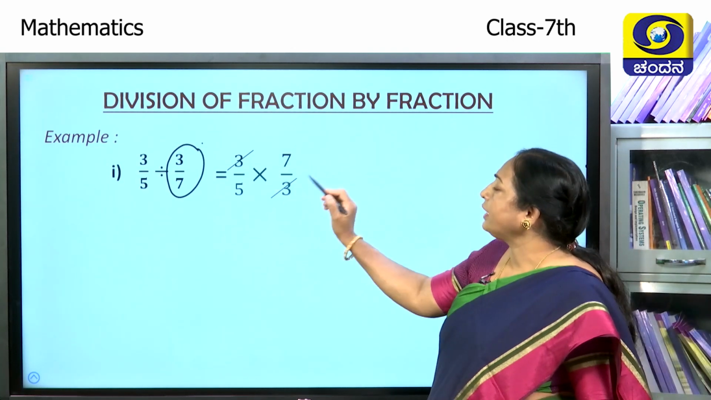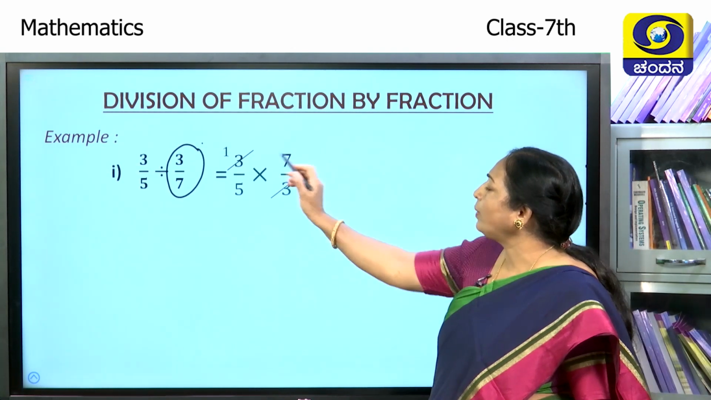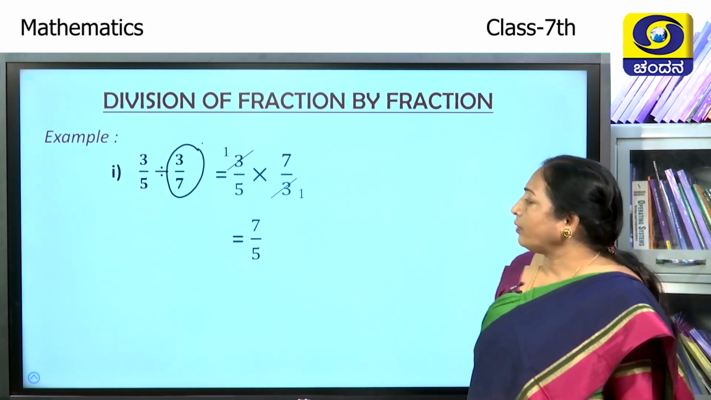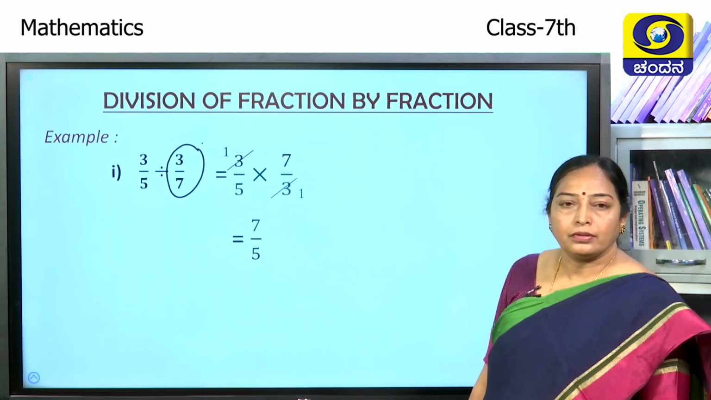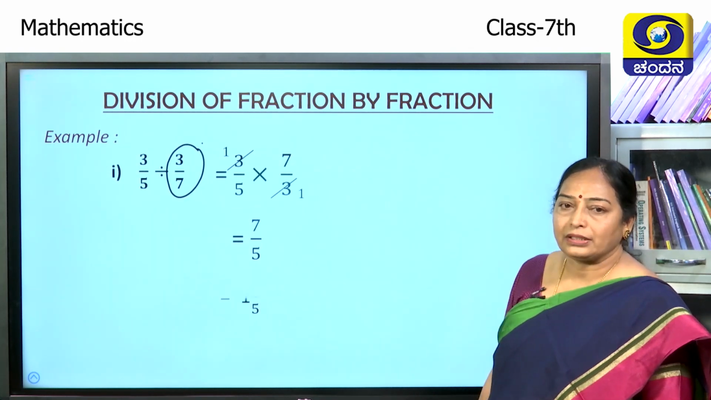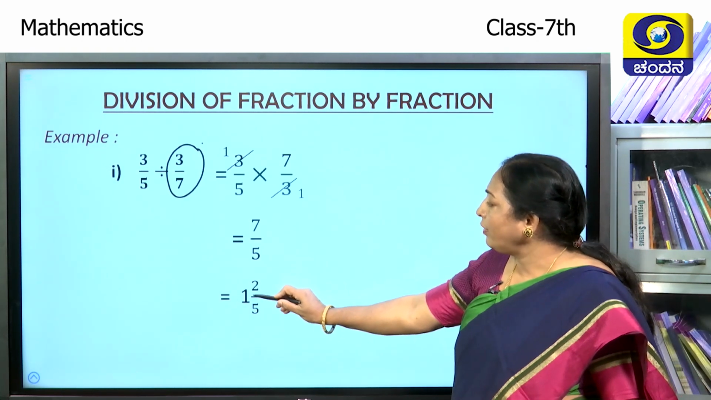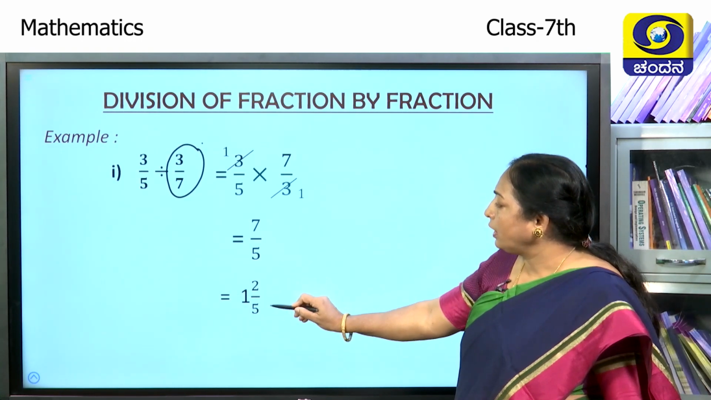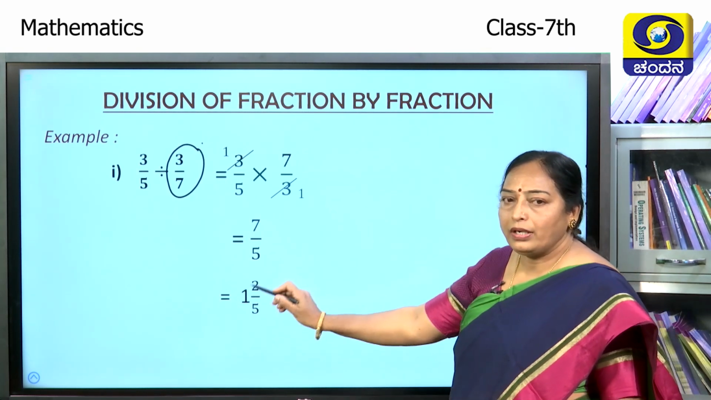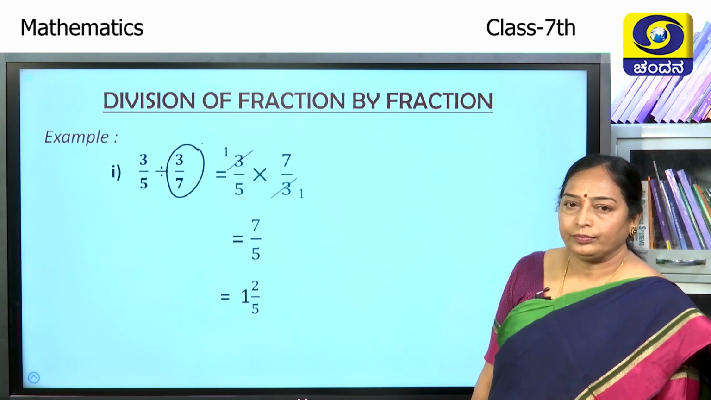Here 3 and 3 get cancelled. Multiplying numerator and numerator, 1 sevens are 7, 5 ones are 5. It is in the form of an improper fraction. Convert it into a mixed fraction. 5 ones are 5, we get the remainder as 2. In the denominator, write the 5 as it is, therefore it is 1 2 by 5.